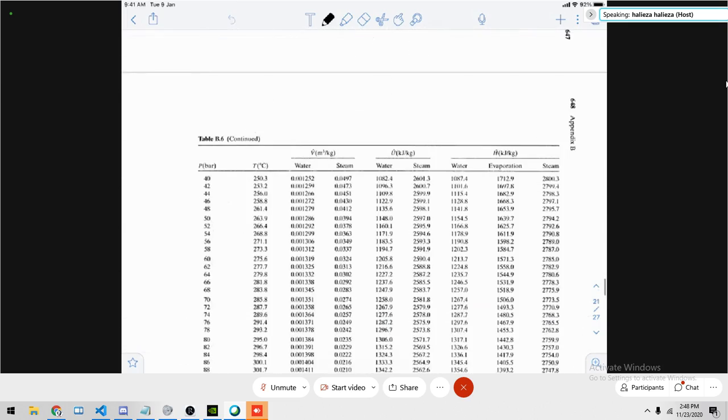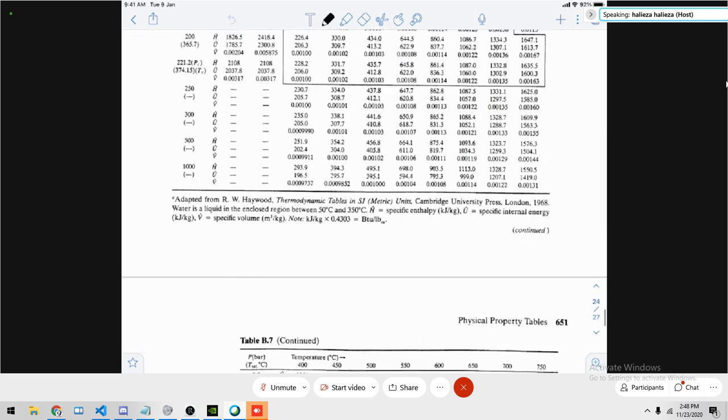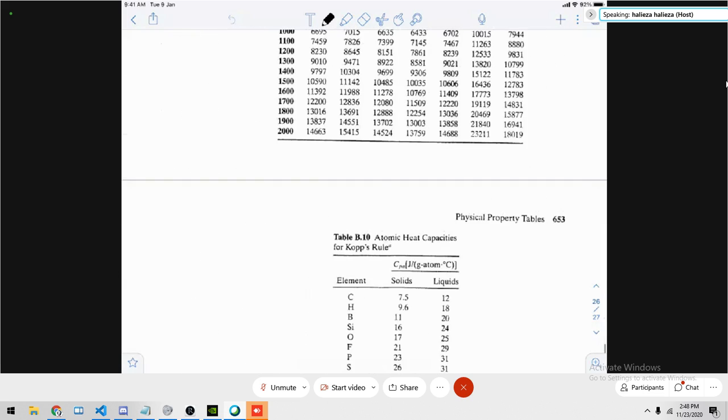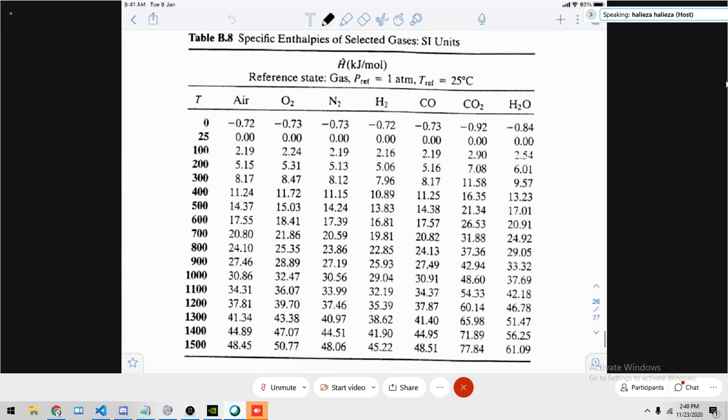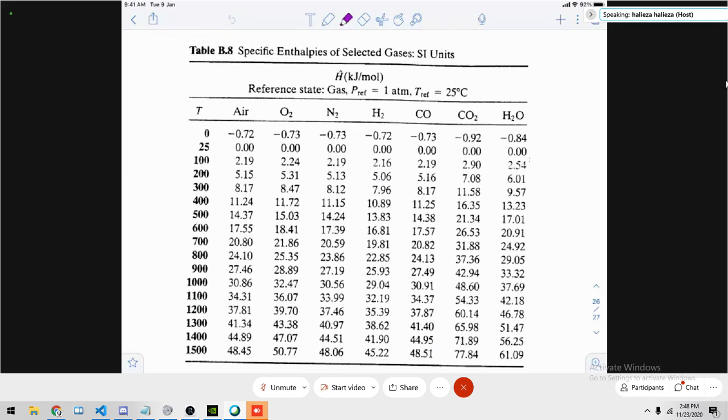Let me go back to my appendix. We need to scroll up. Where is B8? Oh, that's B10. I missed it. That's B8. Yeah, you have A over here, but you don't have methane over here. So your reference state will be 1 atm, 25 degrees C.